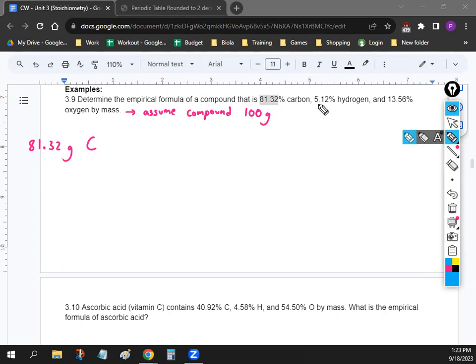So it's 5.12% hydrogen. So what's the mass of hydrogen inside the compound? Yeah, 5.12 grams. And then lastly, it is 13.56 grams of oxygen. And so that's why we assume that it's 100 grams for the entire compound, because the entire thing is 100%. If it's just 100 grams, we can just take the percentages and turn it into grams. Okay.